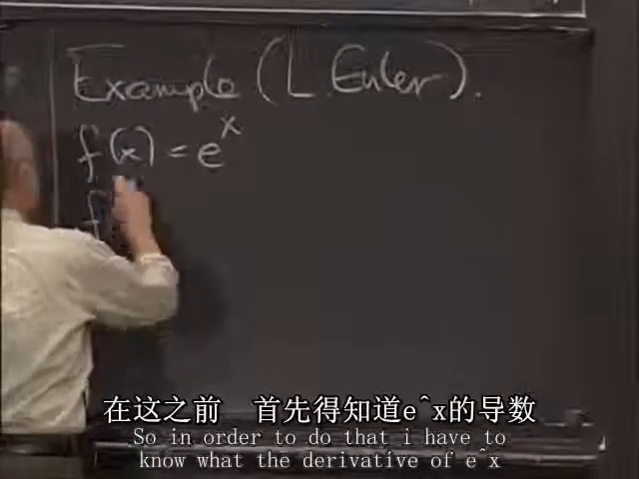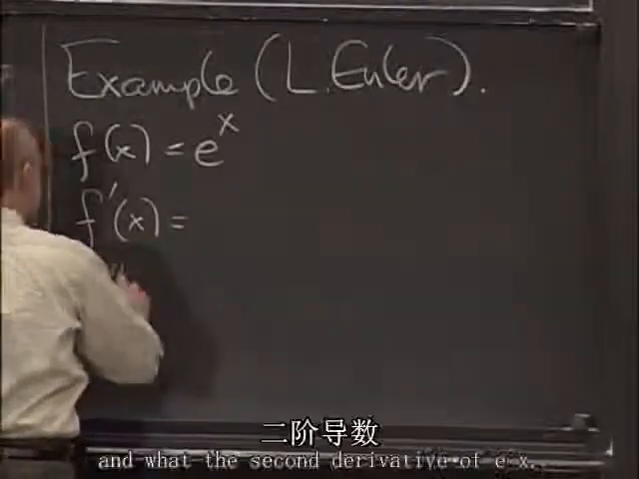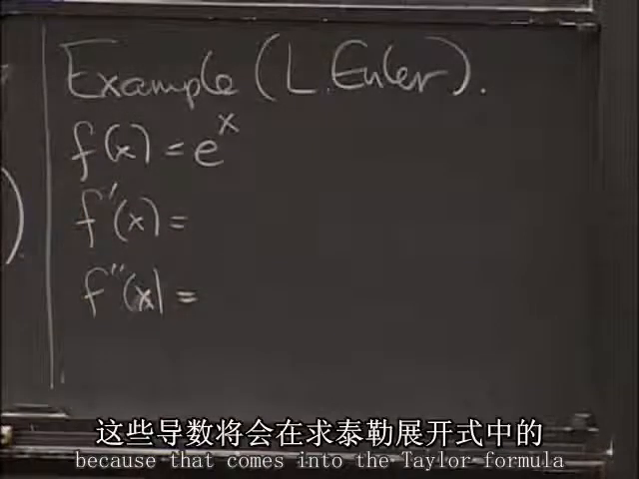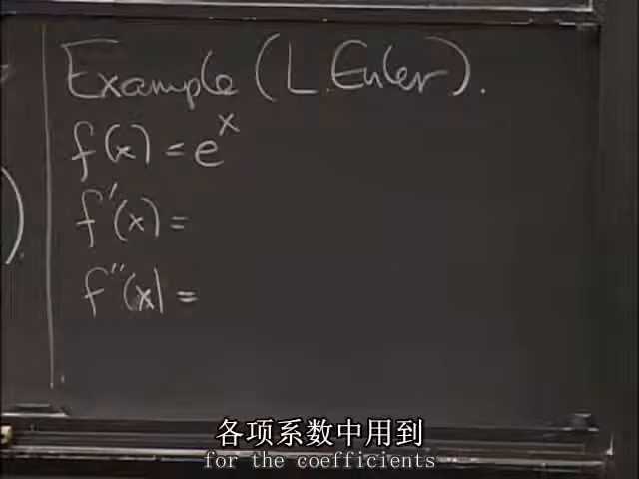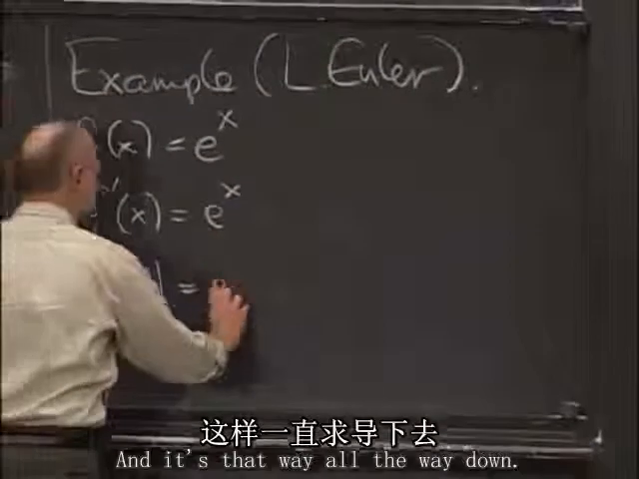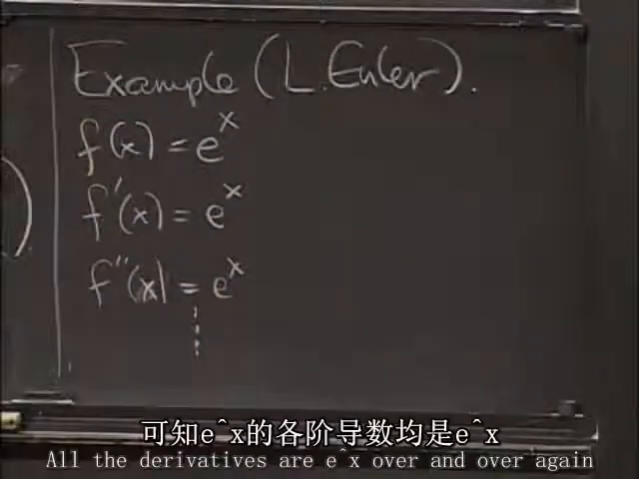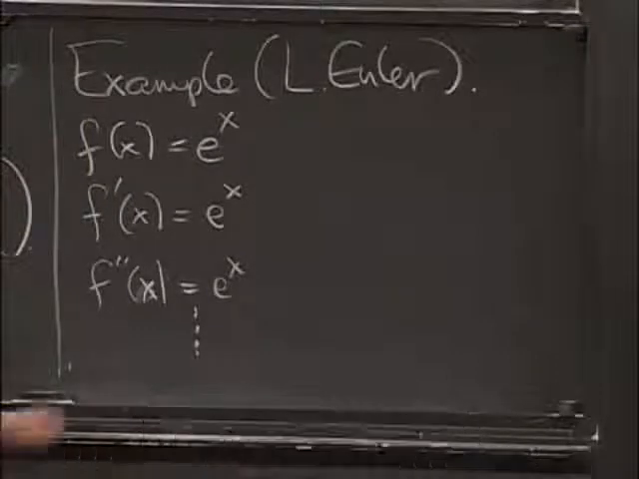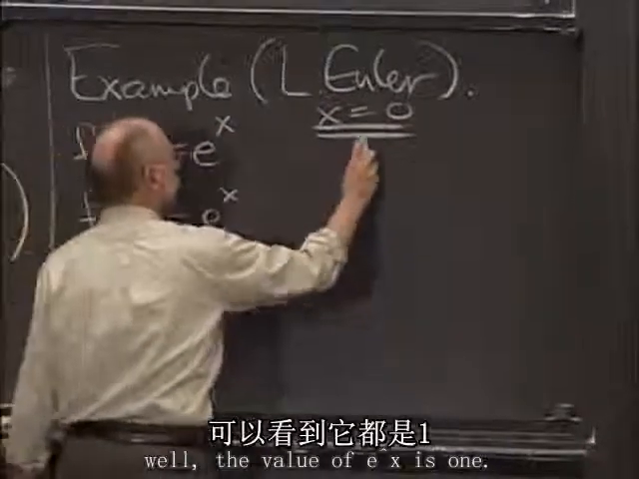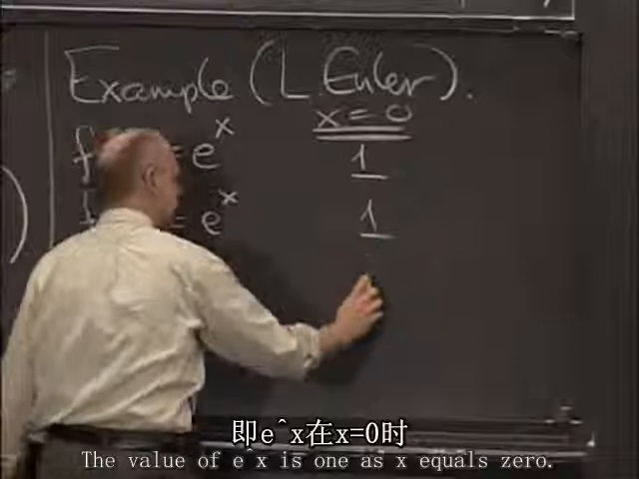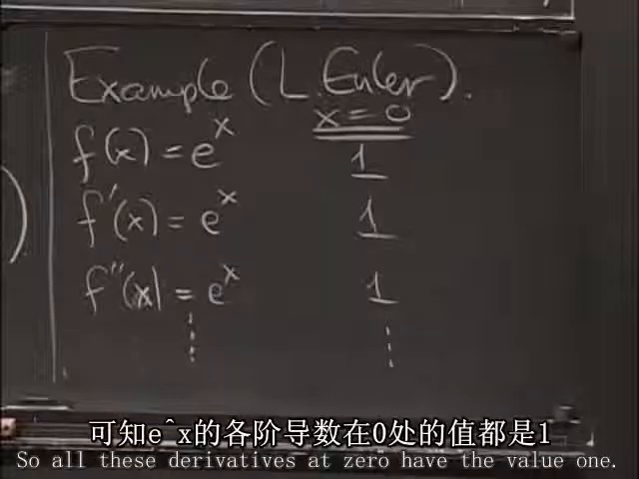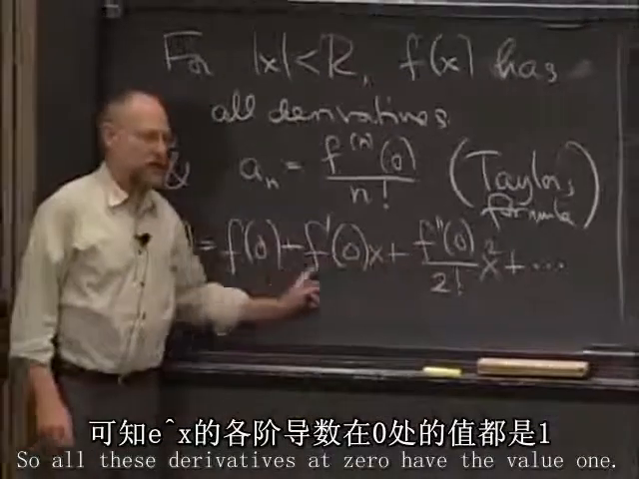In order to do that, I have to know what the derivative of e to the x is and what the second derivative of e to the x is, and so on, because that comes into the Taylor formula for the coefficients. But we know what the derivative of e to the x is. It's just e to the x again, and it's that way all the way down. All the derivatives are e to the x over and over again. So when I evaluate this at x equals 0, the value of e to the x is 1. You get a value of 1 all the way down. So all these derivatives at 0 have the value 1.